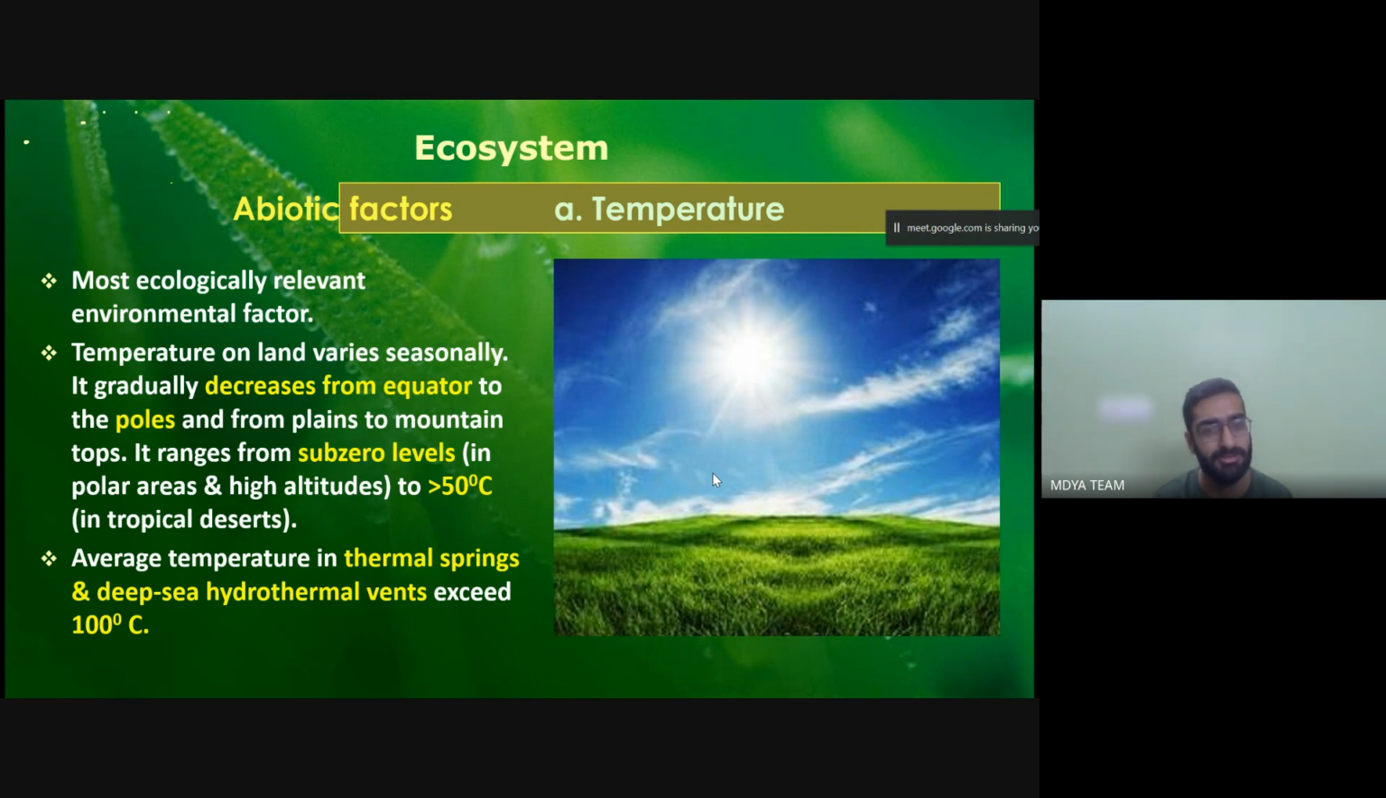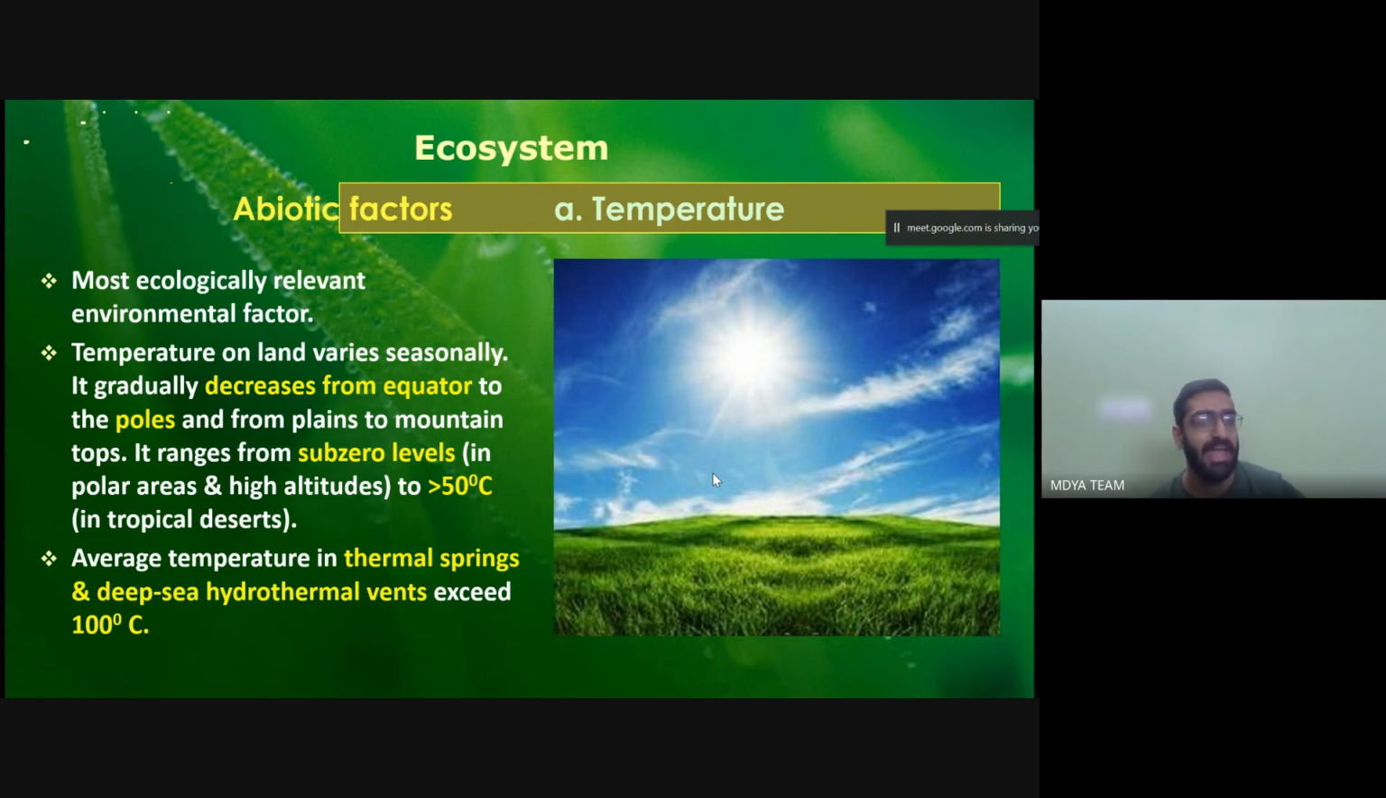Temperature on land varies seasonally. For example, in India, from about October to February or March, the temperature is reduced. From the beginning of March to September, the temperature is increased. That is why it says that temperature on land varies seasonally. In different seasons, the temperature varies.